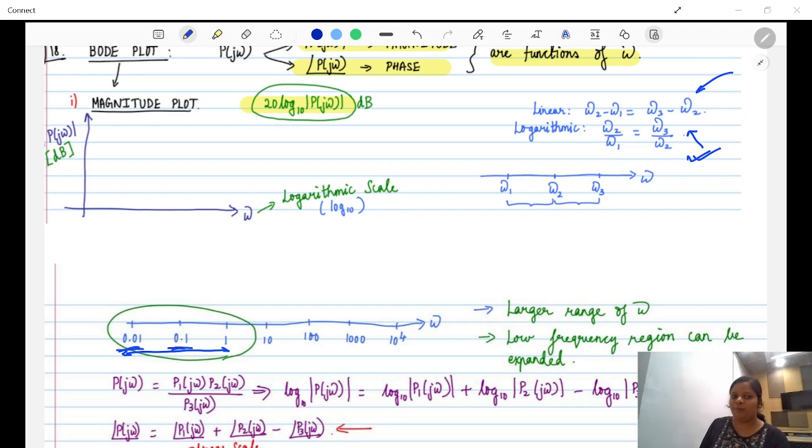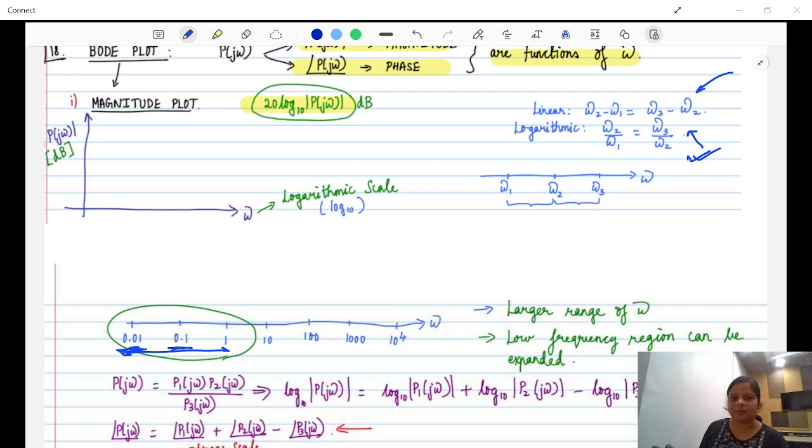Whereas it is important to expand the low frequency components, because you have a time constant of the system, and if the time constant of the system is large, it means the system is going to achieve the steady state condition at some later point of time, or a good time lapse is there before it achieves the steady state value.